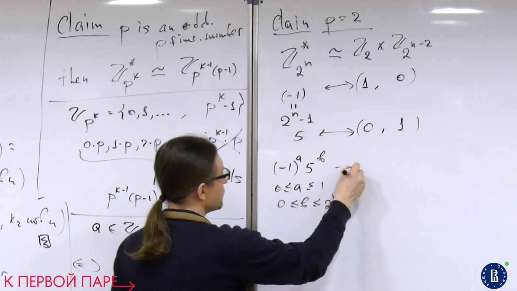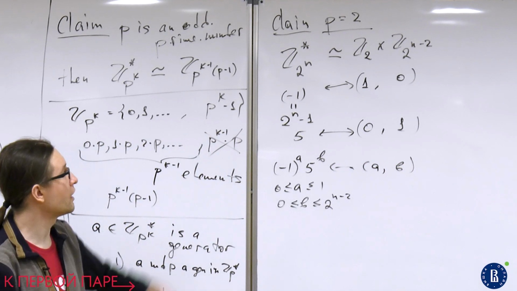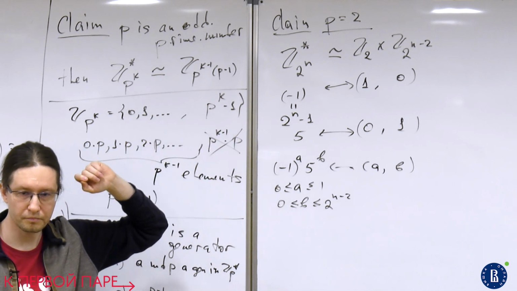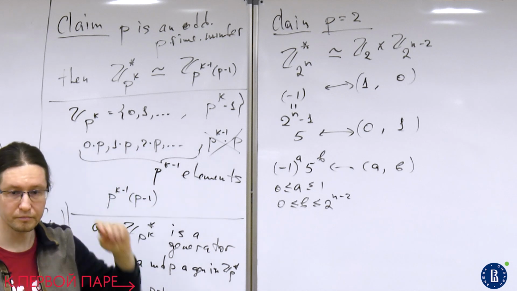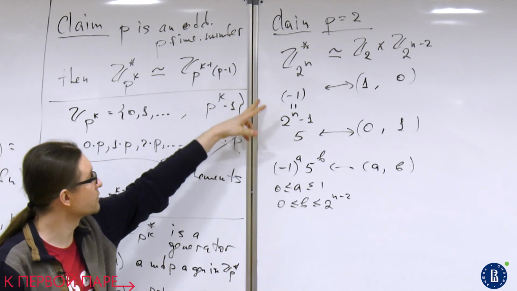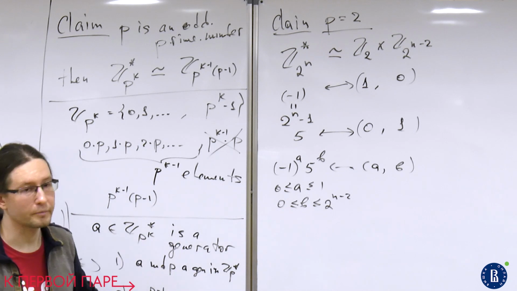And this element corresponds to the pair AB. So this is how the isomorphism works. So it's not cyclic, but it's almost cyclic. And here is the list of the explicit generators. So this is the second claim.